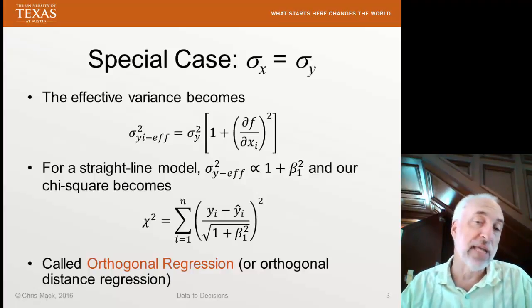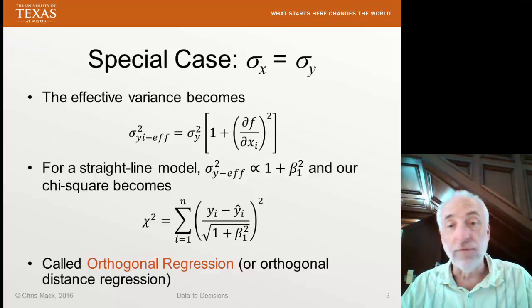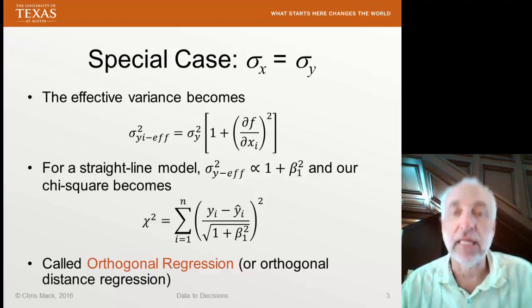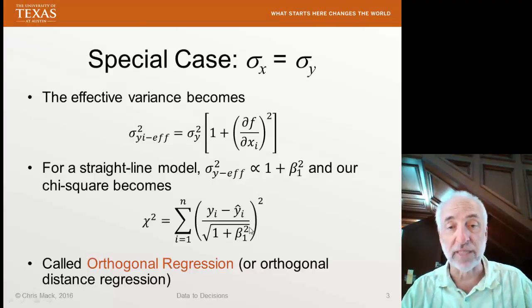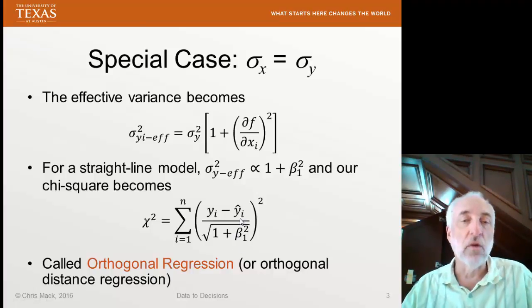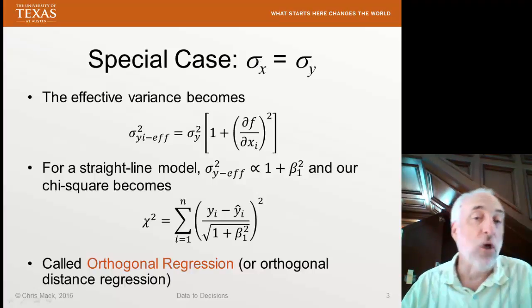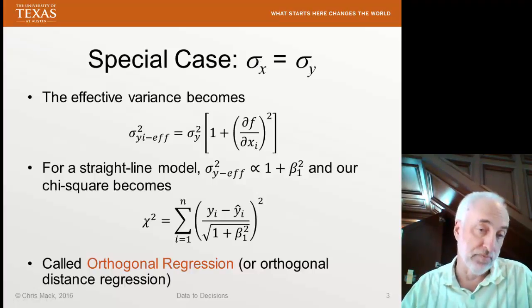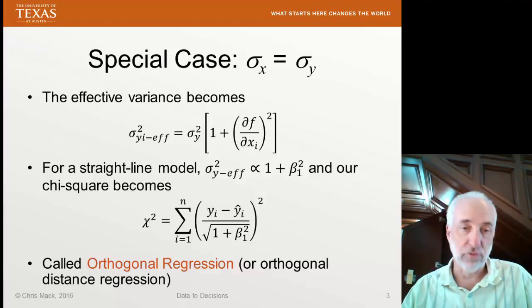So if I take this chi-square and take the derivative with respect to beta 0 and set that equal to 0, I'll find that the results are exactly like we saw before. But when I take the derivative of chi-square with respect to beta 1, I'll get a different answer. And this is what we're going to do in this case. This special case when sigma x equals sigma y, we call orthogonal regression or orthogonal distance regression. You'll see why when I show you a graphical meaning of this regression.